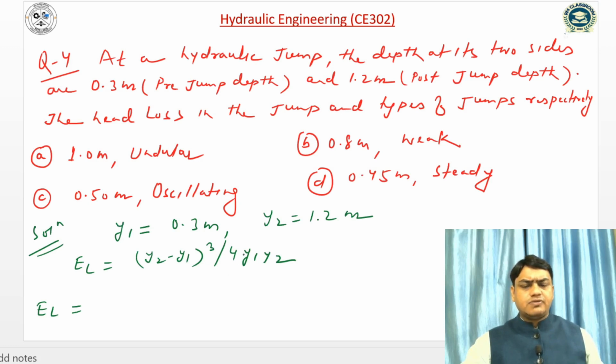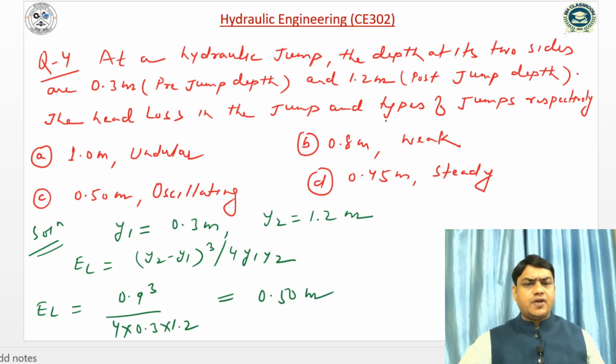So y2 minus y1 is 1.2 minus 0.3, so it will be 0.9 whole cube divided by 4 into 0.3 into 1.2. So 0.9 to the power 3 divided by 4 into 0.3 into 1.2 is coming 0.5 meter. So the energy loss is 0.5 meter.